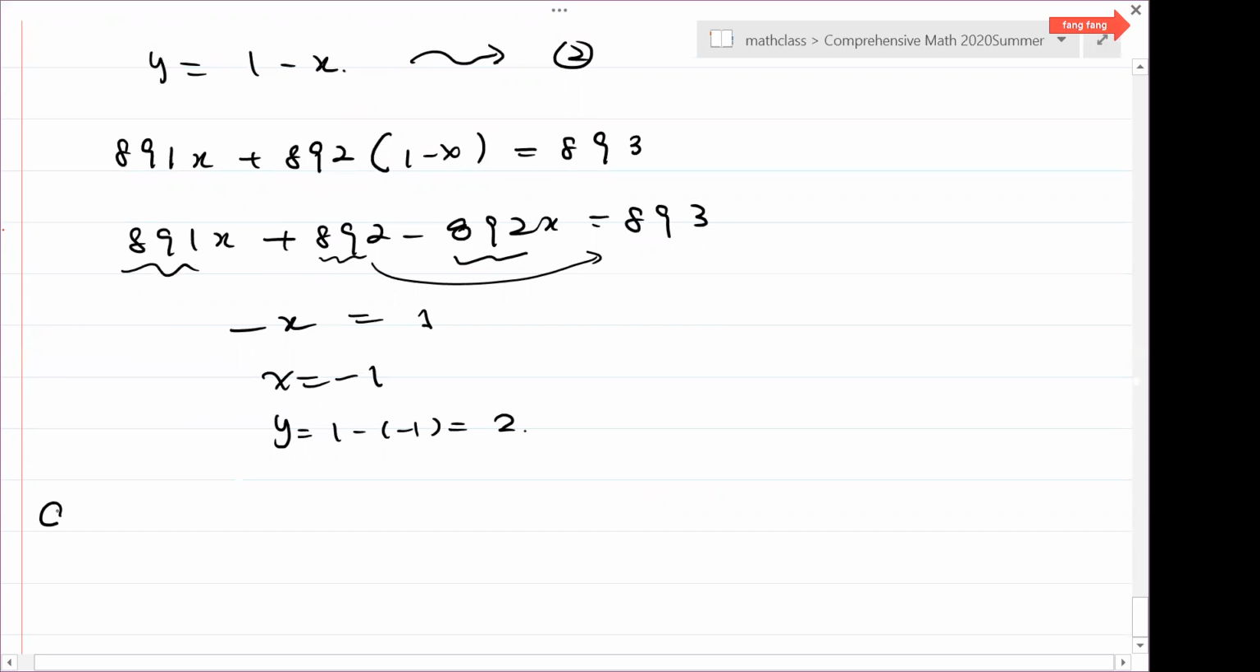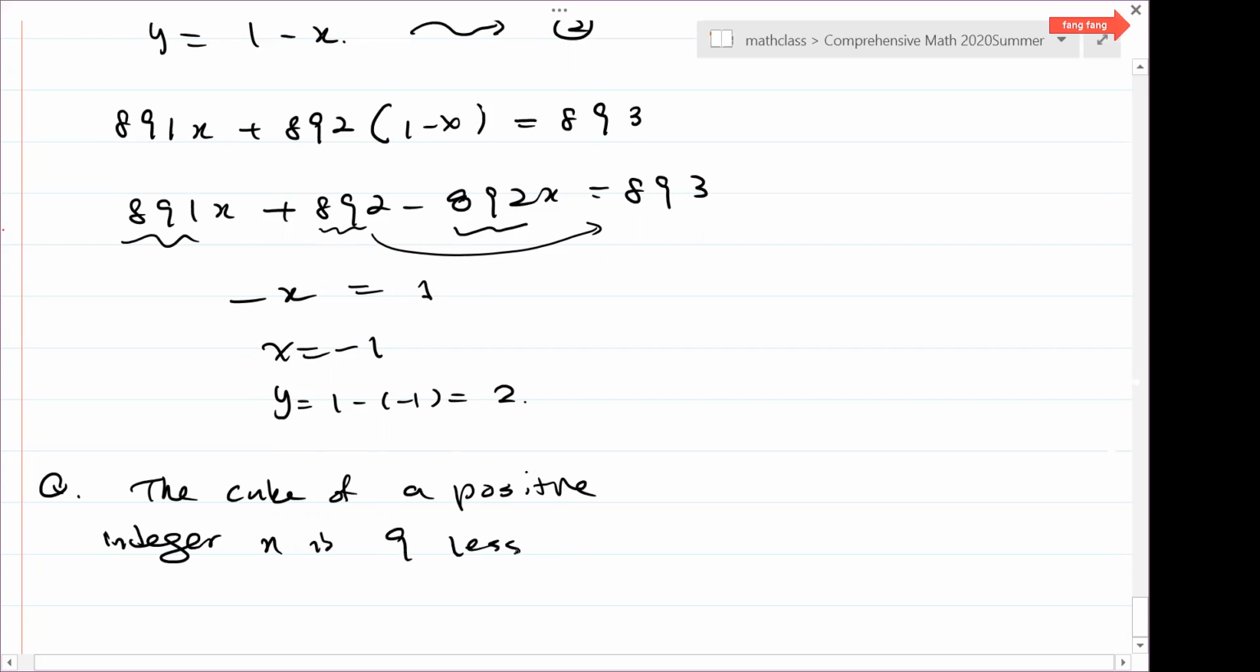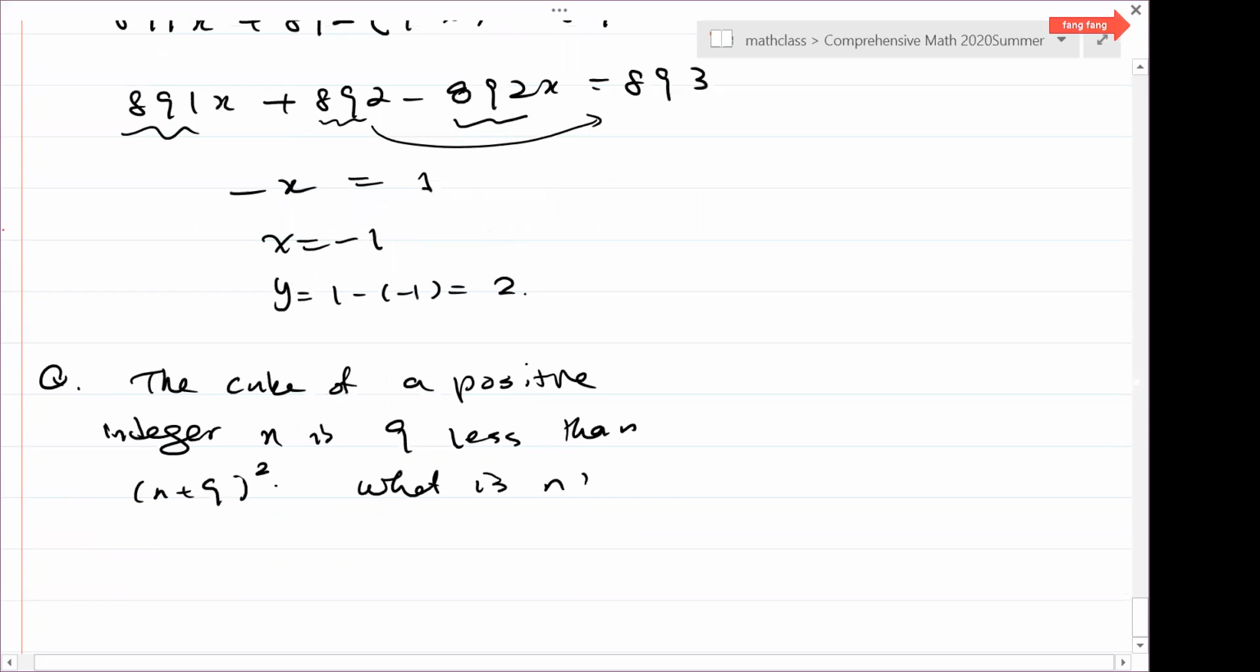Okay, so we have another one. We know that the cube of a positive integer n is 9 less than (n plus 9) squared. So what is n? What does that mean? Just write down this equation. n plus 9 squared minus 9. Because it's 9 less than (n plus 9) squared, the cube of a number n is going to be (n plus 9) squared minus 9.